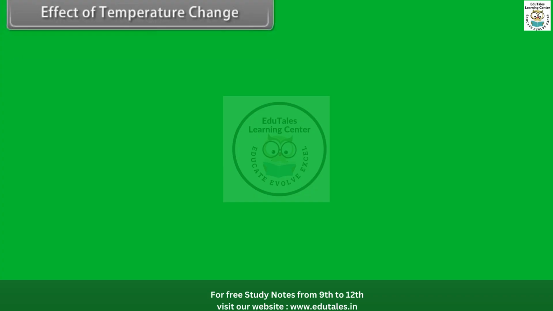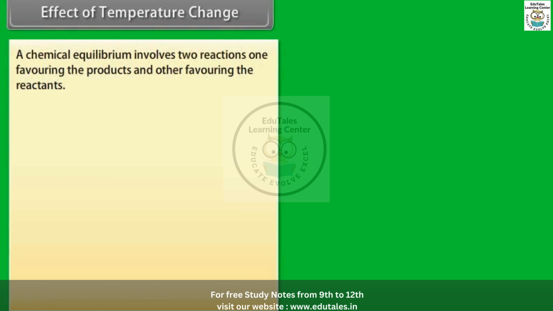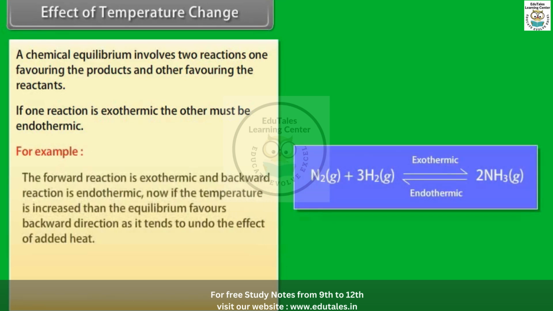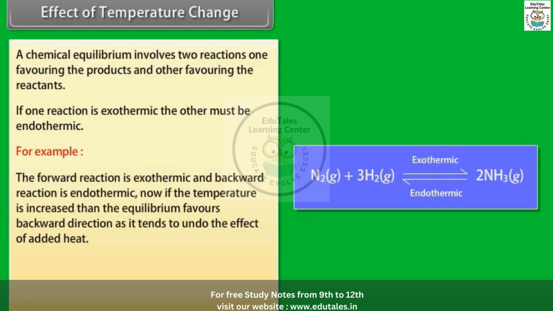Effect of temperature change. A chemical equilibrium involves two reactions, one favoring the product and the other favoring the reactant. If one reaction is exothermic, the other must be endothermic. For example, the forward reaction is exothermic and the backward reaction is endothermic.